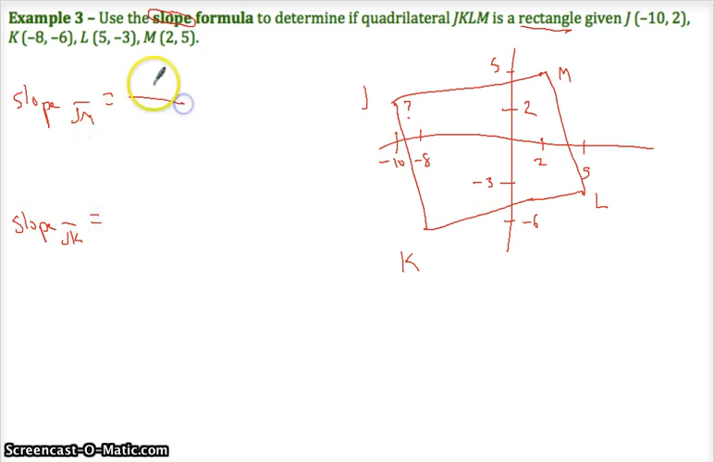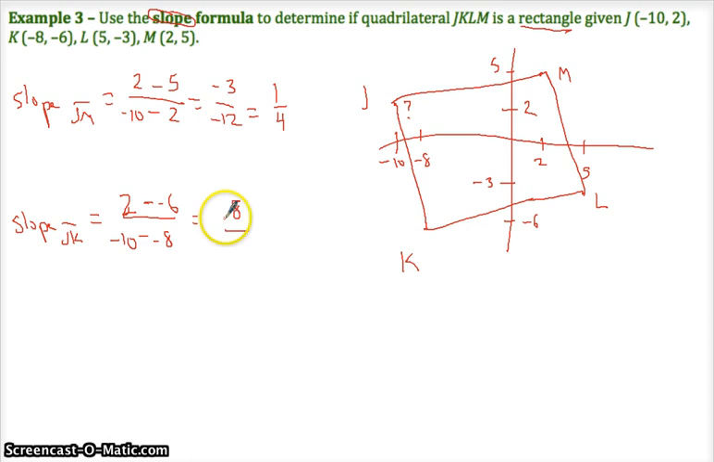Okay, slopes, remember you always do this sort of subtraction fraction business. Slope of JM: J is negative 10, 2, so let's put that in, and M is 2, 5. And so I get negative 3 over negative 12, which is positive 1/4. Be careful. Slope of JK: J again is negative 10, 2, and K is negative 8, negative 6. So 2 minus negative 6 is 8. Negative 10 minus negative 8 is negative 2, so this is 4.